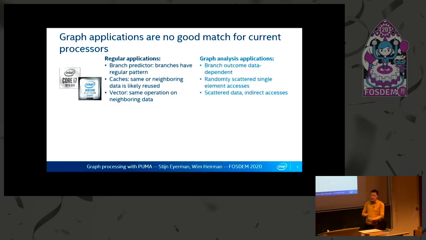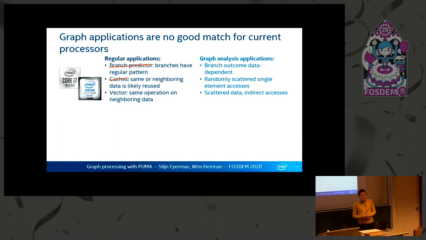But graph applications, as the previous speaker also explained, are not that nice for these architectures. For example, many graph applications have many branches that are data dependent. So the actual outcome of the branch depends on the data that is in the graph, which is, of course, not predictable. So branch predictors don't work well.